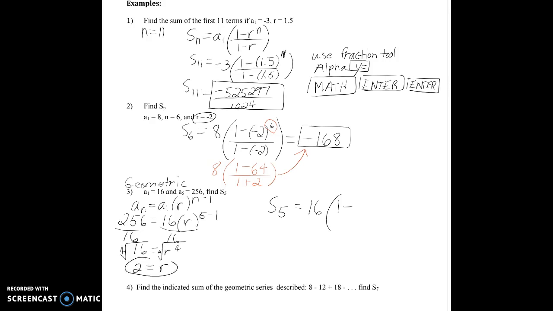Good news is it's positive, so if we didn't put parentheses, we would be okay. I'm going to use them anyway. So we're going to do 1 minus 2 to the 5th over 1 minus 2. You don't really ever need the parentheses for the denominator, but again, I'm just putting them in. Plug it in all in one shot, and we're going to get 496.